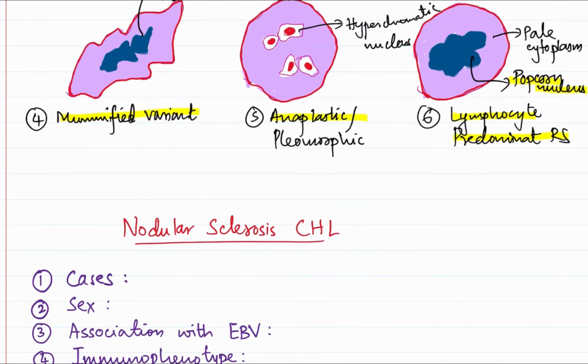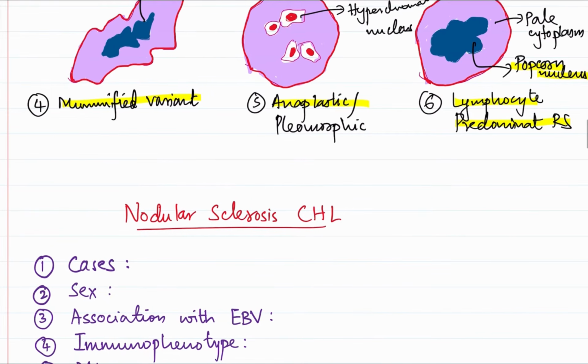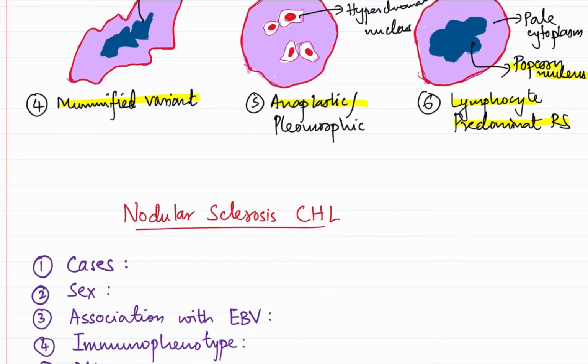Now let's discuss each subtype under the following headings. First one is nodular sclerosis CHL. First is the number of cases. How common is this variant? This is NS-CHL, right? This is the most common type, and it accounts for about 70% of the total cases. So 70% of all Hodgkin's lymphoma is the nodular sclerosis variety.